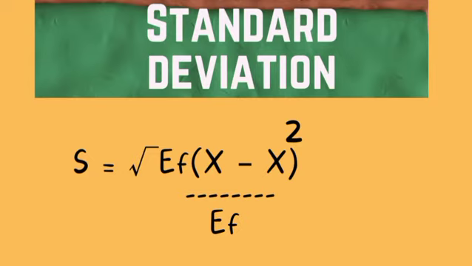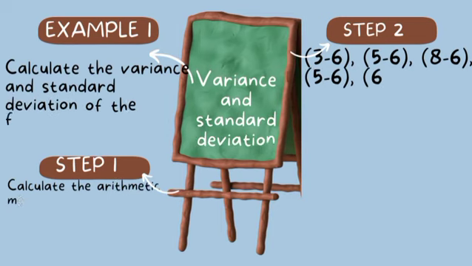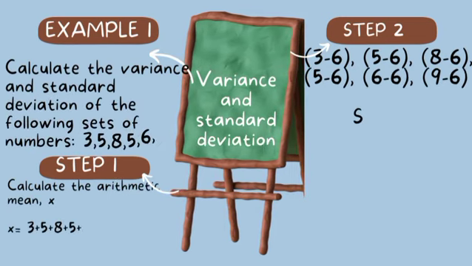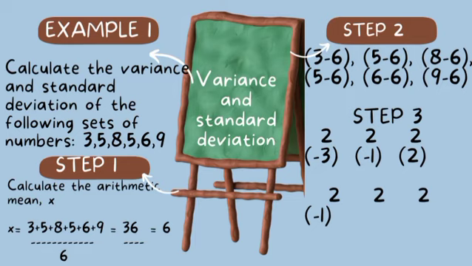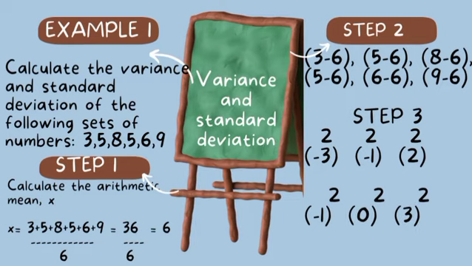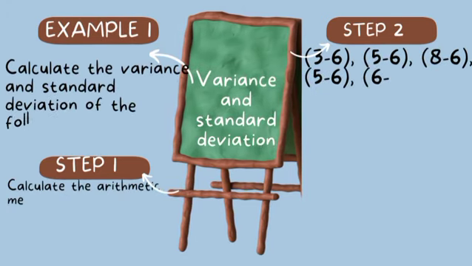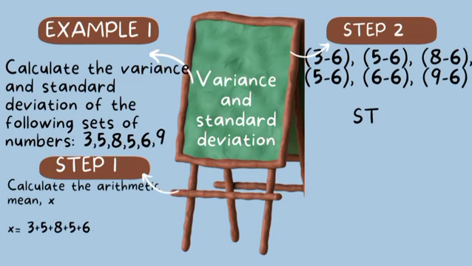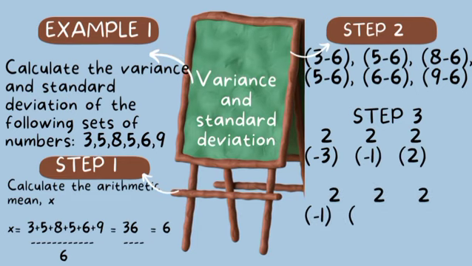Now let's take example 1. Calculate the variance and standard deviation of the following set of numbers: 3, 5, 8, 5, 6, 9. Step 1, you calculate the arithmetic mean, which is 3 plus 5 plus 8 plus 5 plus 6 plus 9, divided by n, which is the number of observations, and the n here is 6. So we have 36 divided by 6, and we're going to get 6.